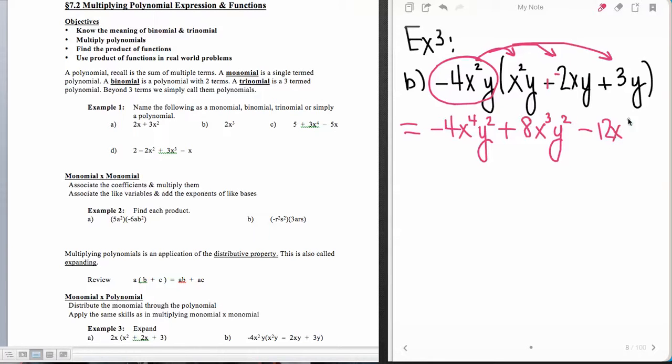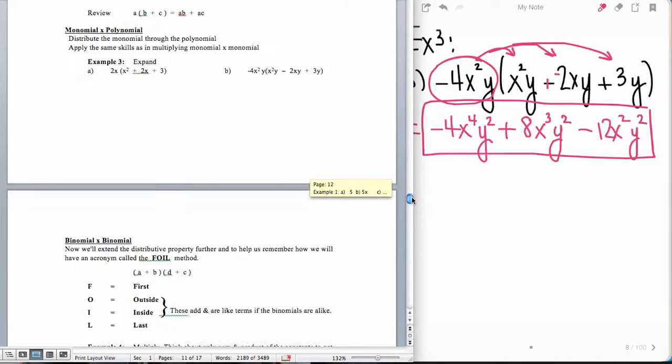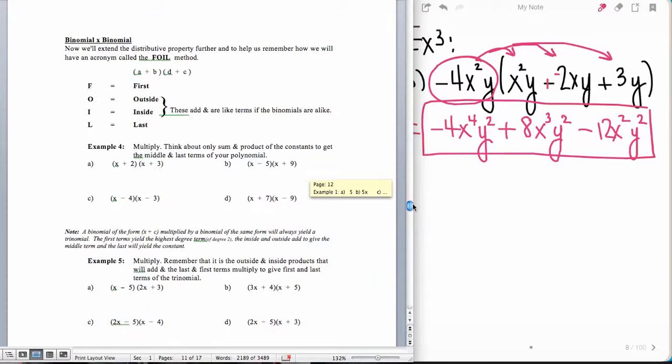There are no other x's, so I'll just copy down the x squared and y times y, which gives me a y squared. And that is my distributive property and application of the monomial times monomials to multiply a monomial by a polynomial. Now our next topic, we're going to talk about how do we multiply two binomials.